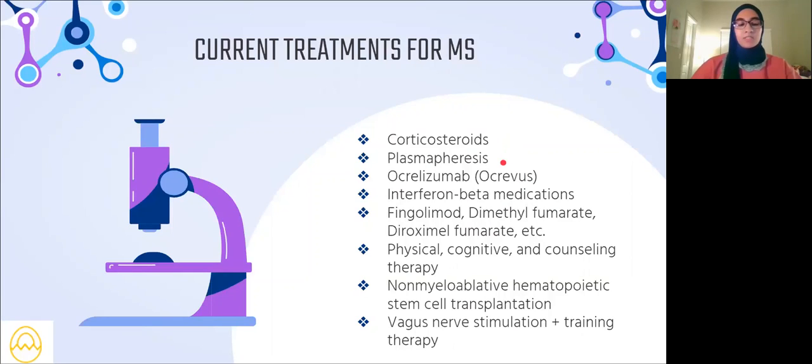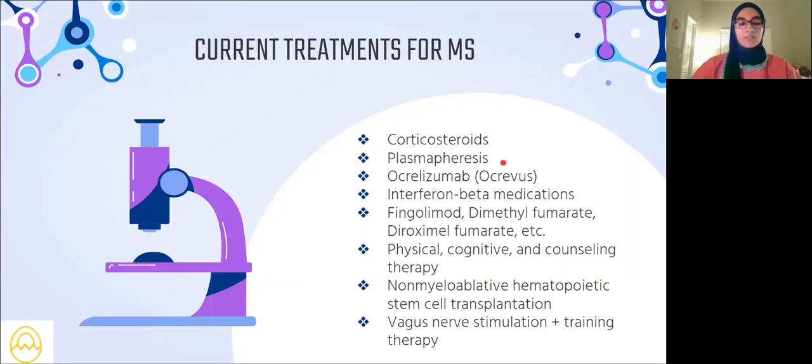Plasmapheresis is another procedure commonly undergone by multiple sclerosis patients. It involves the separation of the plasma from blood cells. The plasma is then removed from the body, after which purified plasma is reinserted into the body. This procedure is thought to reduce inflammatory factors that cause neuritis.